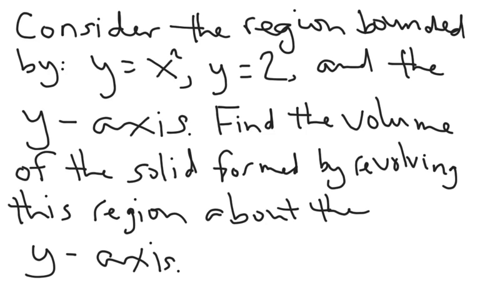Alright everyone, so here is an example that we didn't get a chance to cover in class just due to time, but it's about finding the volume of a solid where we're going to revolve the region around a vertical axis instead of a horizontal axis. You can read the statement of the problem right there. It says consider the region bounded by y equals x squared, y equals 2, and the y-axis. Find the volume of the solid formed by revolving this region about the y-axis.